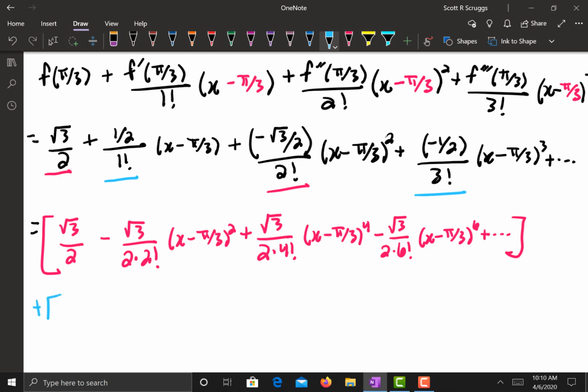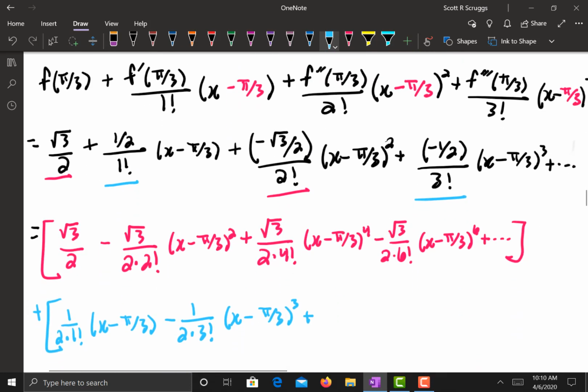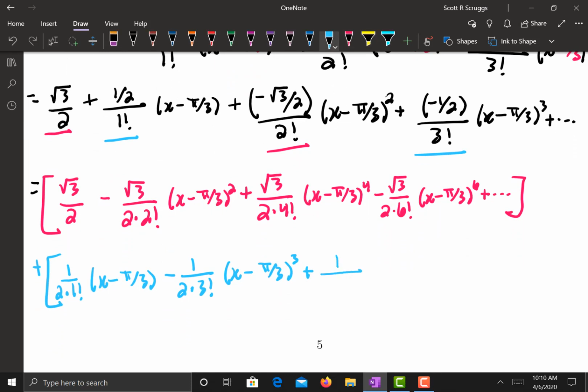And I do the exact same work with the 1/2 coefficients. 1/2 times 1 factorial, x minus pi over 3, minus 1 over 2 times 3 factorial, x minus pi over 3 to the cubed power. And then if I go to 5, because that'll be the next one, the fifth derivative is the same as cosine. So I have 1 over 2 times 5 factorial, x minus pi over 3 to the 5th power, and so on.